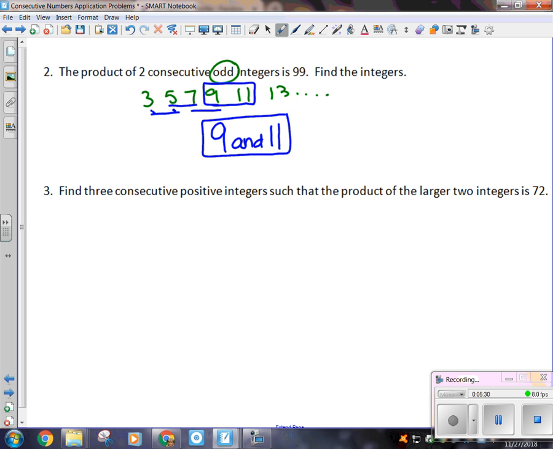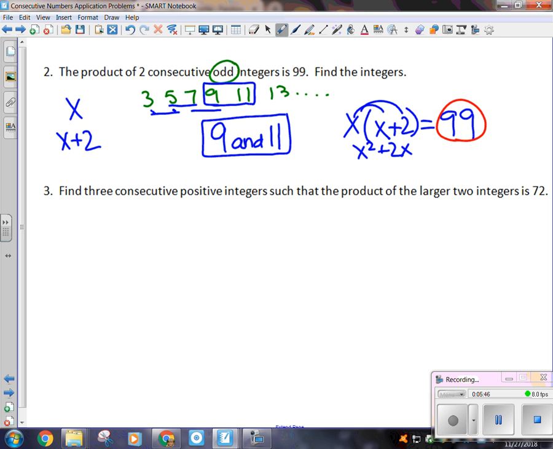So my answer is 9 and 11. If you don't like the guess and check, which hopefully you do, you could say, yep, it'd be x and x plus 2. So x times the product, remember it's product, is 99. Okay, get x squared plus 2x. I do need to bring over the 99, which is going to be minus 99. Set that equal to 0. This would be the way that you would solve it.